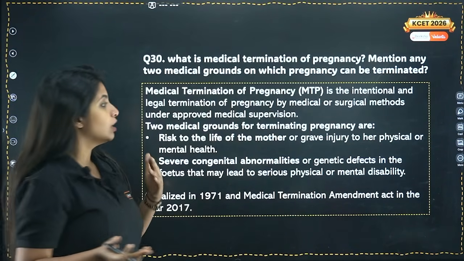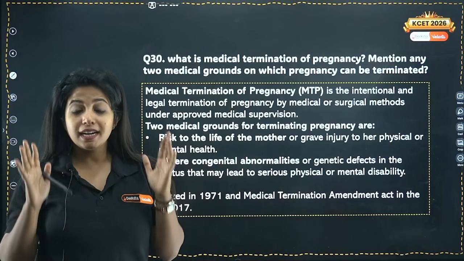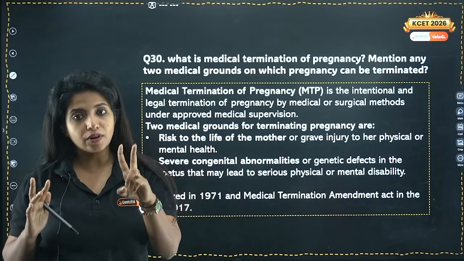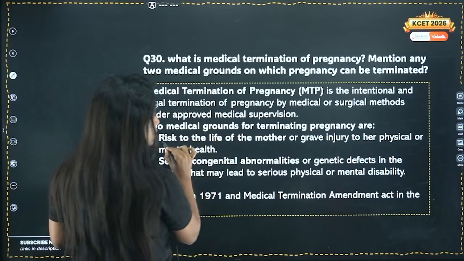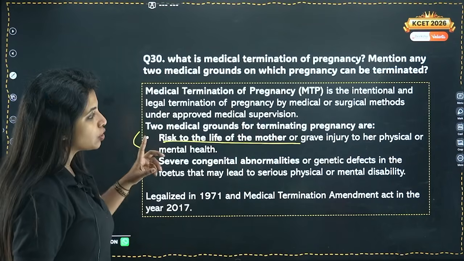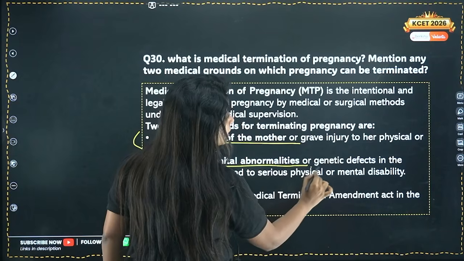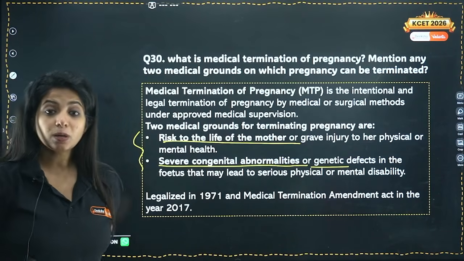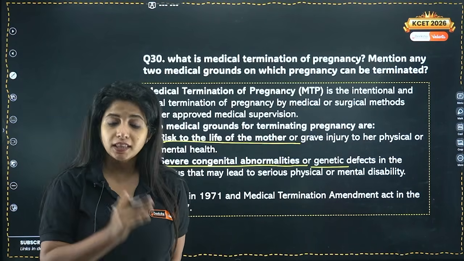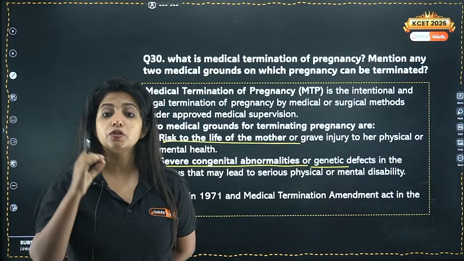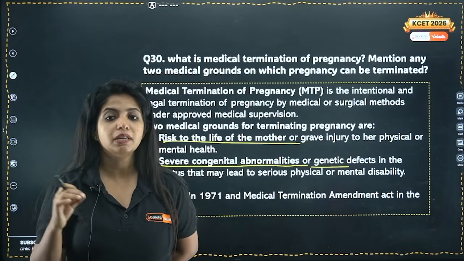Now this can be done by giving medicines or surgically, but either way, it has to be done only under two medical grounds, and that is being asked. What are the two medical grounds? First, when it risks the life of the mother or causes grave injury to her physical or mental health. Second, when there are severe congenital abnormalities or genetic defects in the fetus, something that has been inherited from the parents to the offspring, or something that comes up as a genetic disorder in the baby. If it is a risk to the mother's life or the baby's life, then on that medical ground, you can have MTP done.